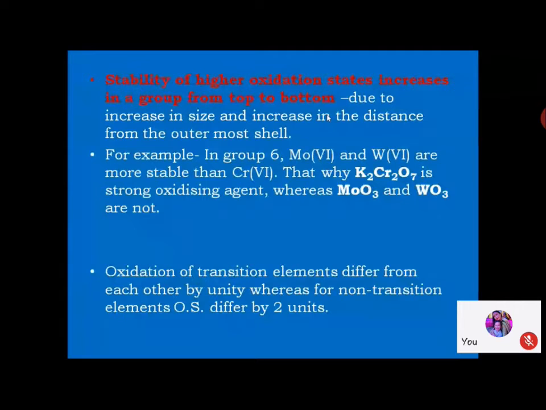Please listen carefully. Question number something: the energy required to remove why? Because of inert pair effect.